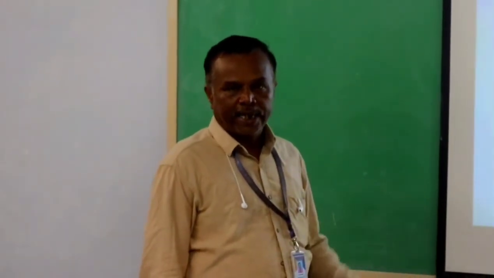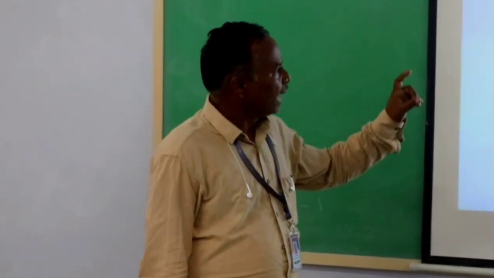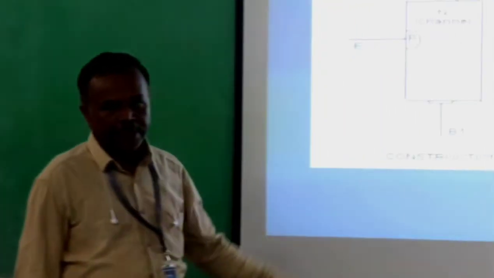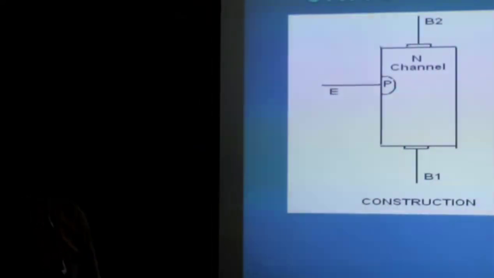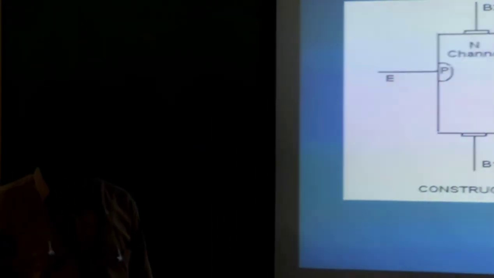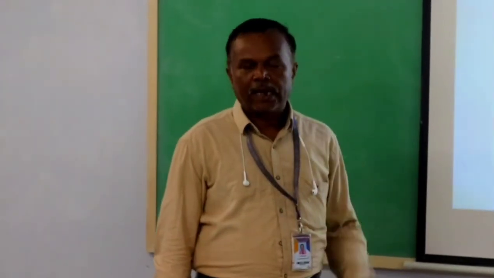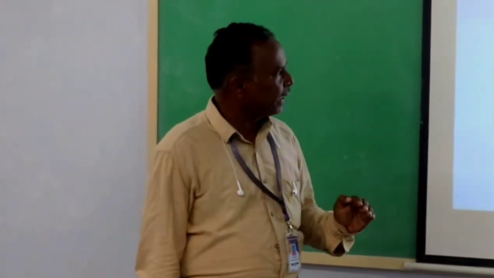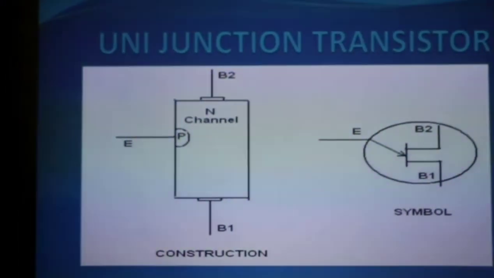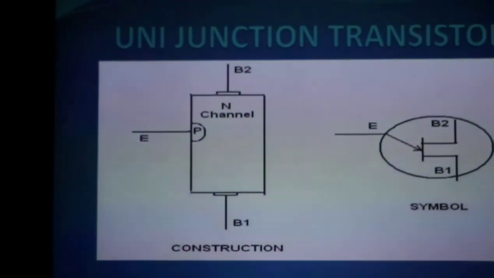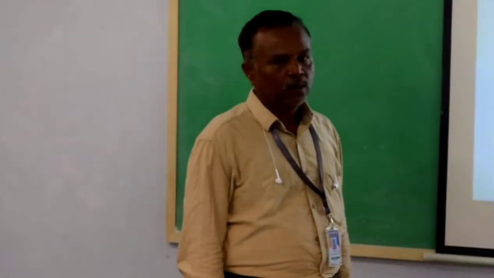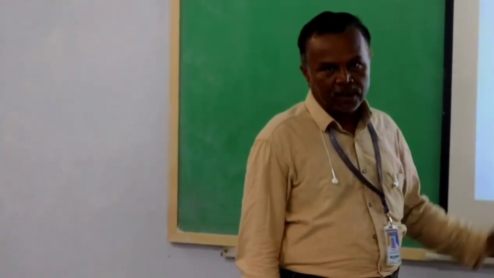Generally, the UJT is a lightly doped N-type semiconductor bar in which heavily doped P-type material is alloyed into the N-type bar. The P-type material is located nearby terminal B2. Therefore, the total resistance due to the bar is divided into 2 parts. One part is above the P-type layer and another one is below the P-type layer.